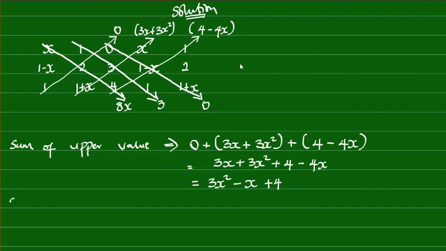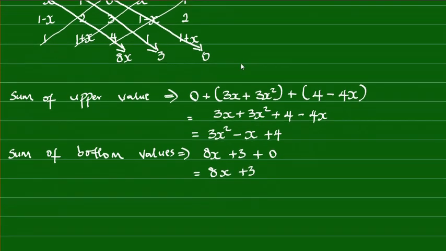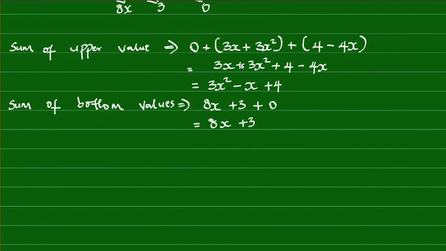Now we proceed to sum of bottom values. All right, at the bottom we have 8x plus 3 plus 0. Sum these up, we have 8x plus 3. Now we proceed to subtracting the sum of our upper value from the sum of our bottom value.